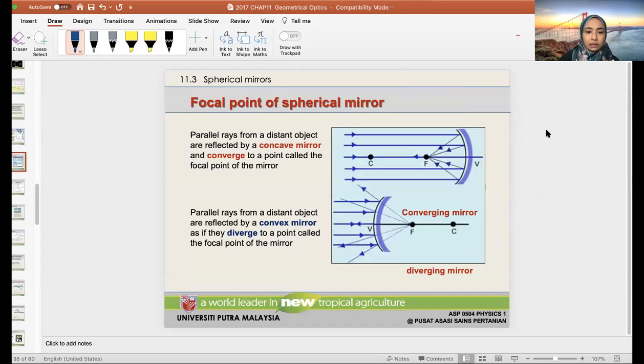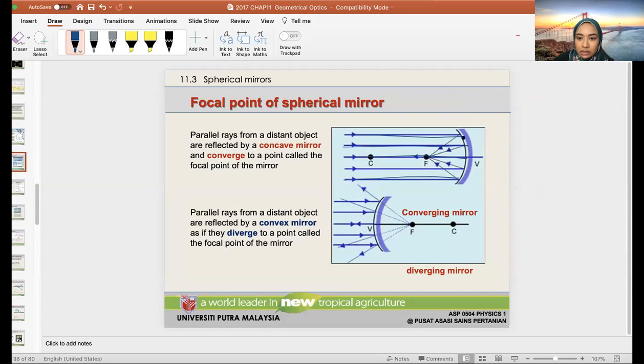So here parallel rays from a distant object are reflected by a concave mirror. Rays of light travel in a straight line until they hit the mirror. When they hit the mirror, they will converge into the focal point. Remember, light travels in a straight line until it meets a boundary.